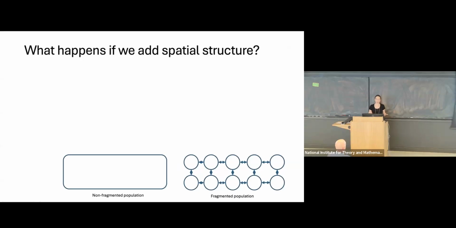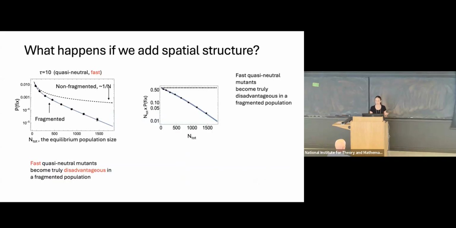The point of this talk, of course, is to see what happens when we add spatial interactions. Here we first add a proxy of spatial interactions, which is a fragmented population. We are going to split my big population into a bunch of islands and allow for slow migration between them. We're going to see what happens first to these quasi-neutral mutants. And this is what happens. I'm plotting the probability of mutant fixation as a function of the population size.